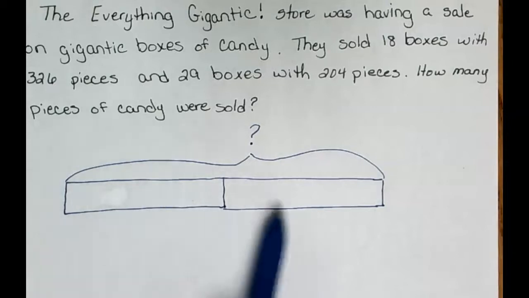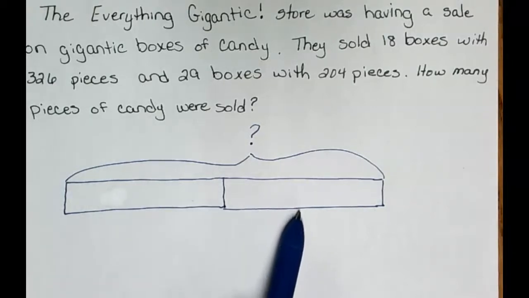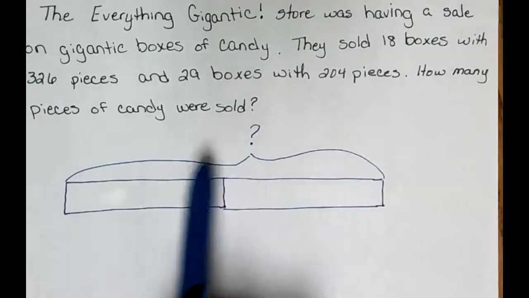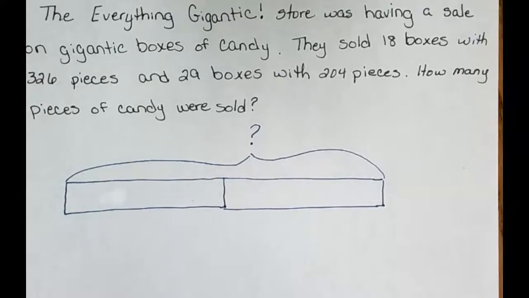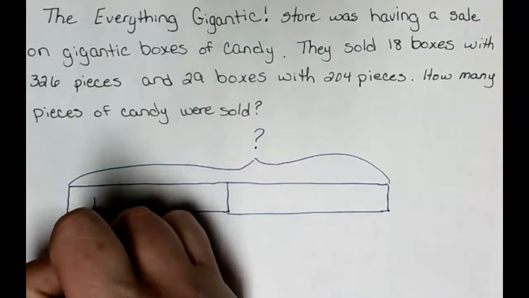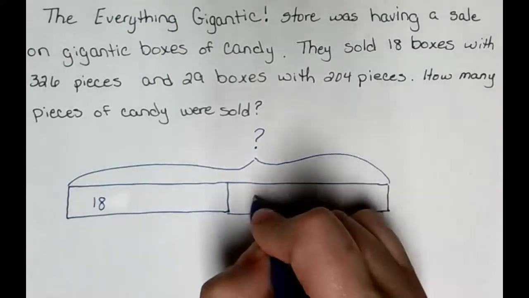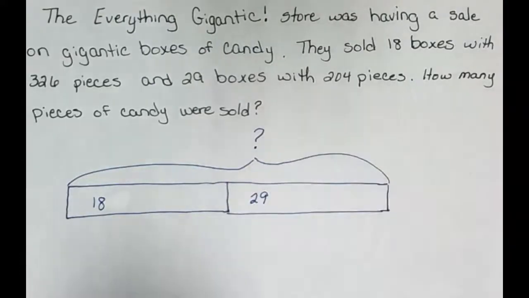I've drawn two areas to represent the different kinds of boxes that were sold. And I have a question mark up here because I don't know how many pieces that is altogether. I know there were 18 boxes sold of one type, and then there were 29 boxes of another size that were sold as well. But I need a way to be able to represent the number of pieces that were sold of each type of box so that we can find out how many pieces altogether were sold. Pause and come back when you have an idea.